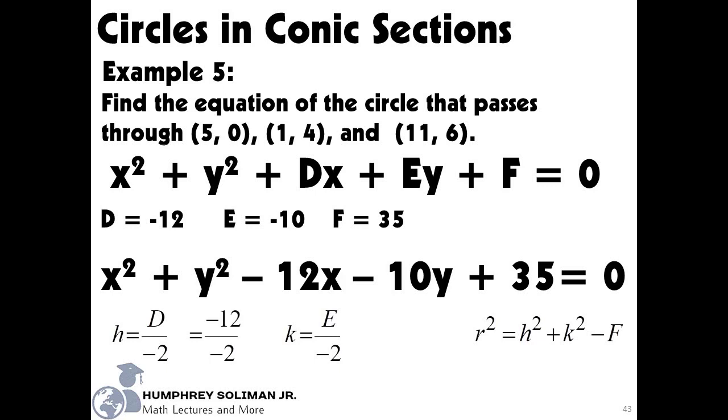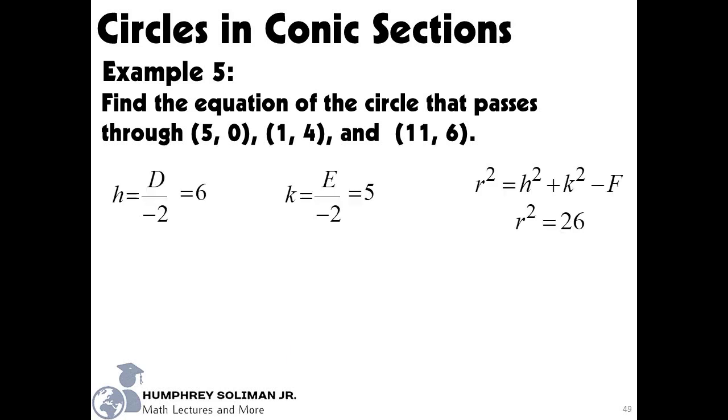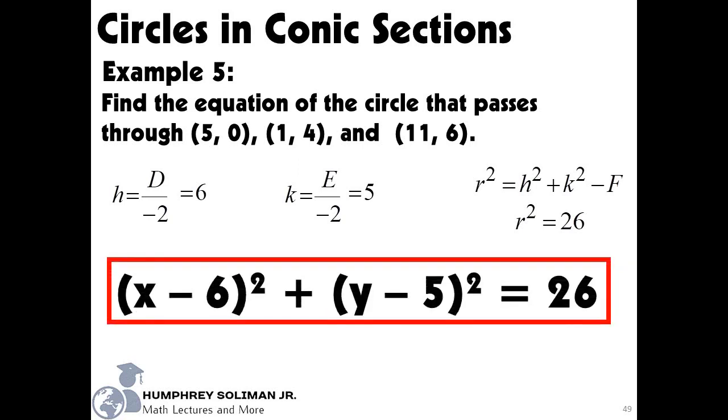h is equal to negative 12 divided by negative 2, h equals 6. k is equal to negative 10 divided by negative 2, k equals 5. r squared is equal to 6 squared plus 5 squared minus 35, r squared equals 26. Now that we have h, k and r squared, we can now write our equation in standard form. The quantity x minus 6 squared, plus the quantity y minus 5 squared, is equal to 26.